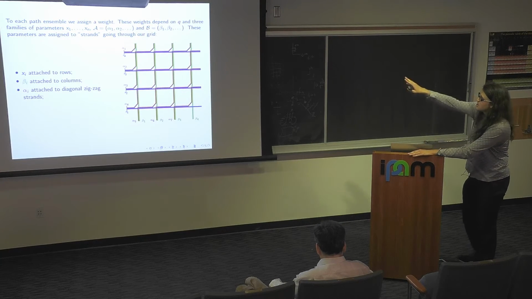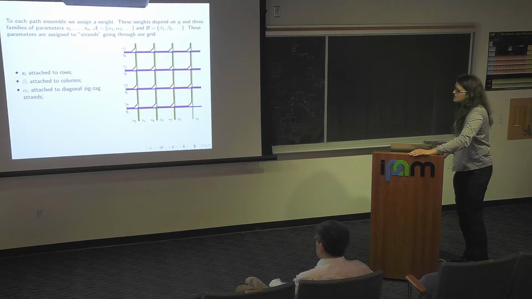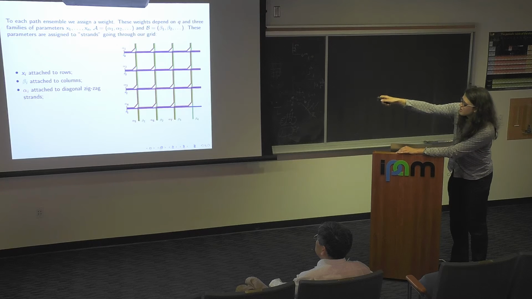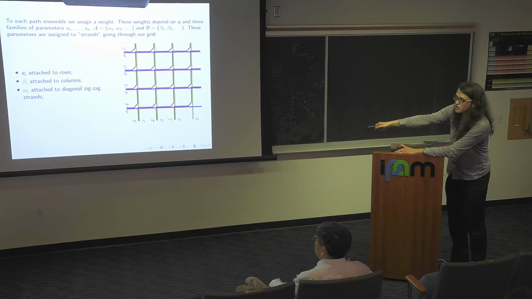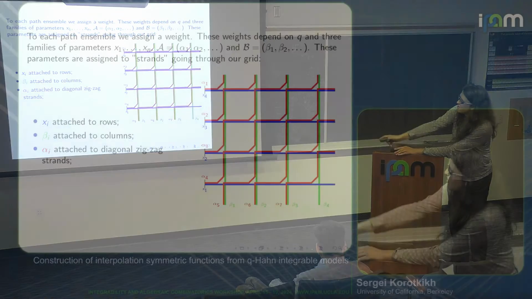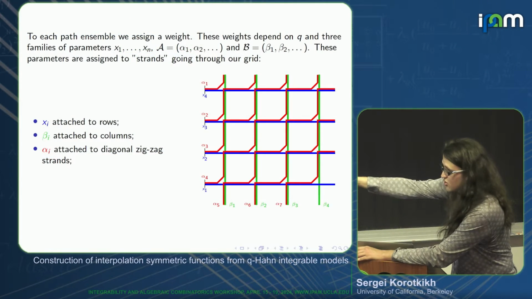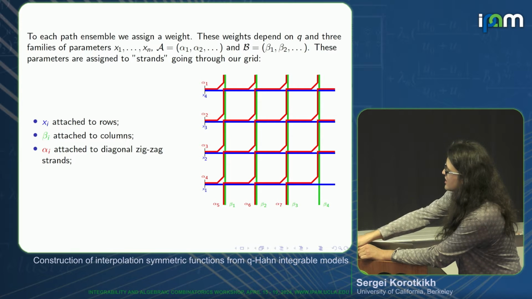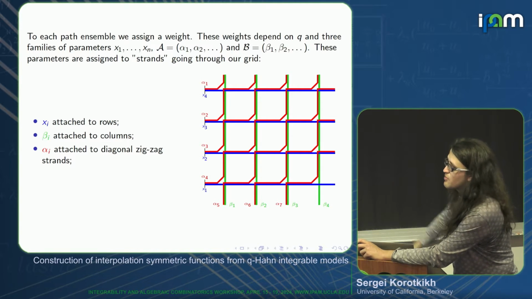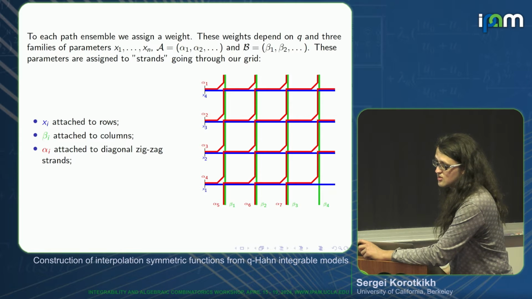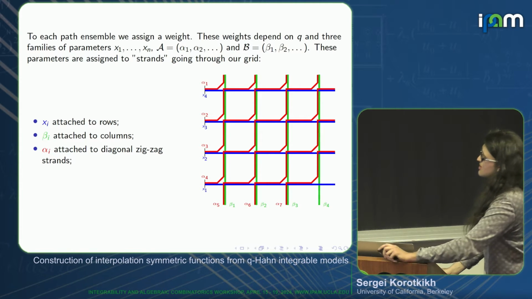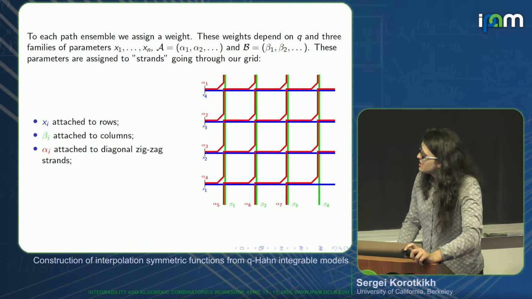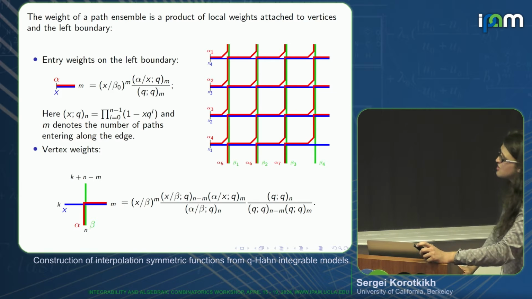These three different families of parameters will be attached to the lines of this grid in the following way. All the x parameters will be attached to the rows of this model. All the beta parameters will be attached to the columns of this model. And then the alpha parameters will be a little bit weird: they will be going along zigzag paths going through this model.